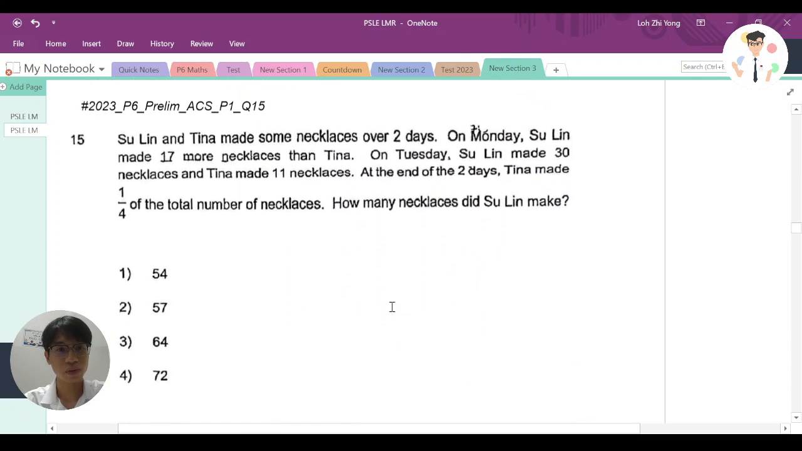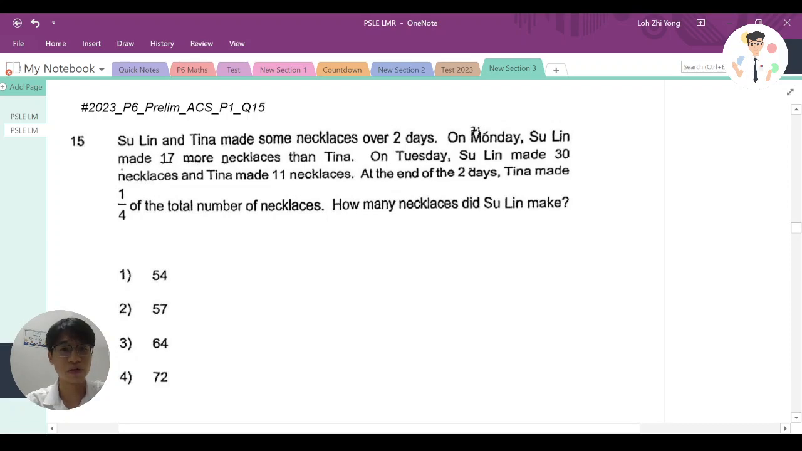Let's move on to the next question from ACS paper 1 question 15. Sulin and Tina made some necklaces over 2 days. Let me put Sulin here, and I also have a person called Tina. On Monday, Sulin made 17 more necklaces than Tina. So if Tina made 1 unit, Sulin will be 1 unit plus 17. On Tuesday, Sulin made 30 and Tina made 11.